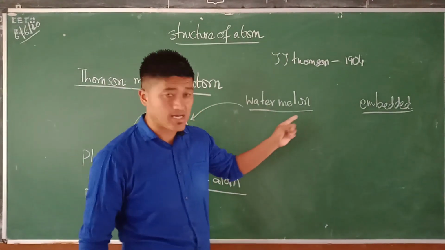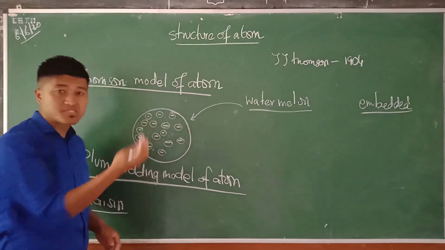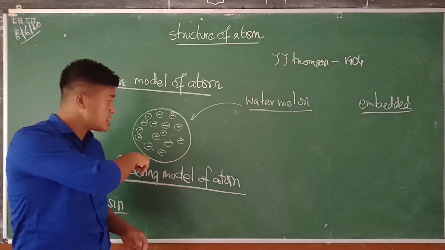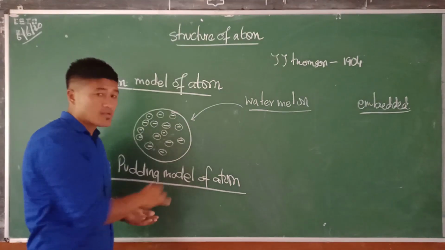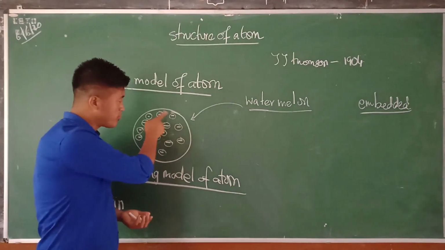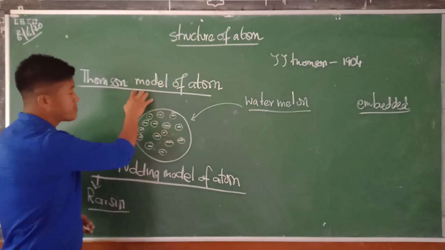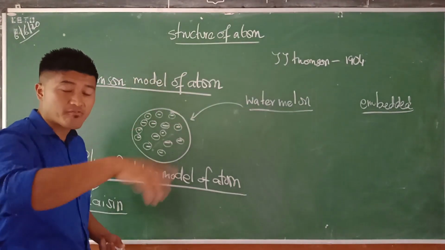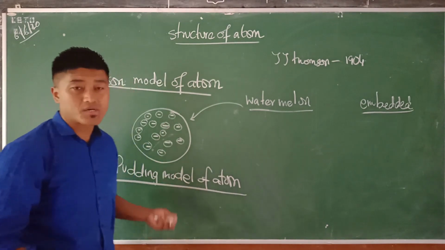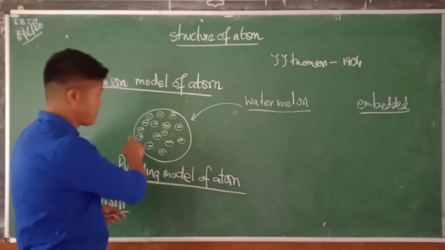Postulate number one, he said the negatively charged particles are embedded. That means they are present within the positive sphere. Just like the black seeds are embedded within the red edible parts. Is that clear? So this particular model works in a very good analogy with watermelon. Okay, so that was his first postulate.